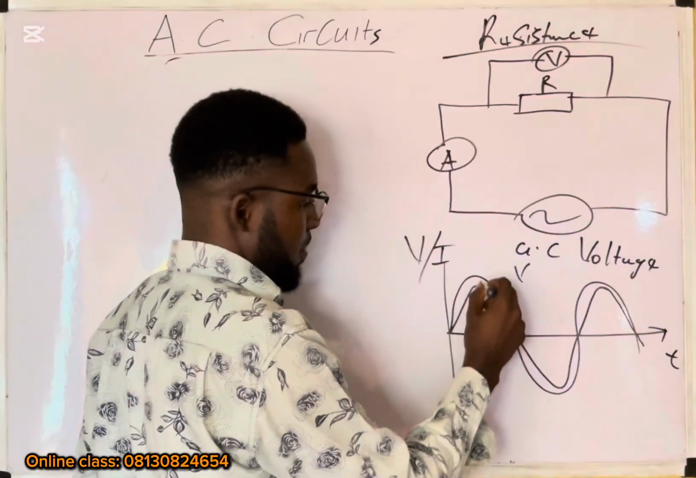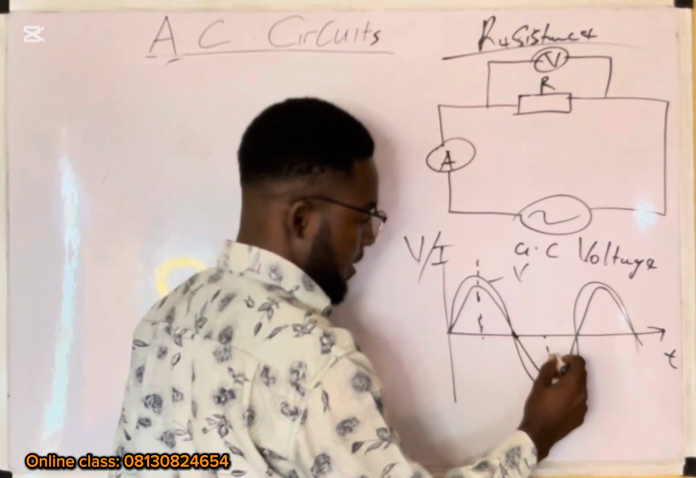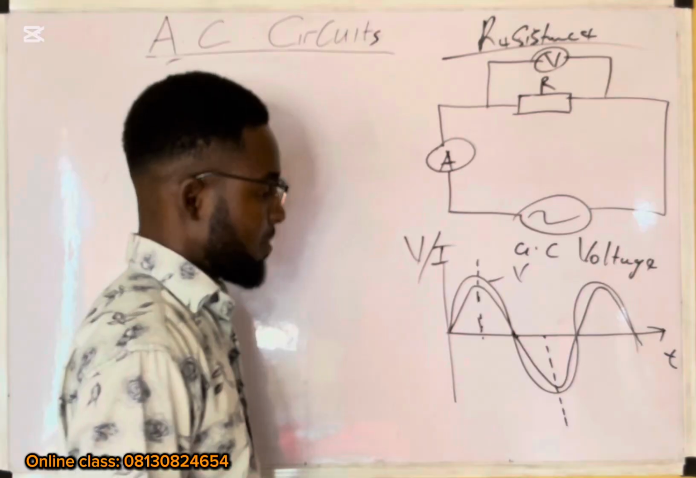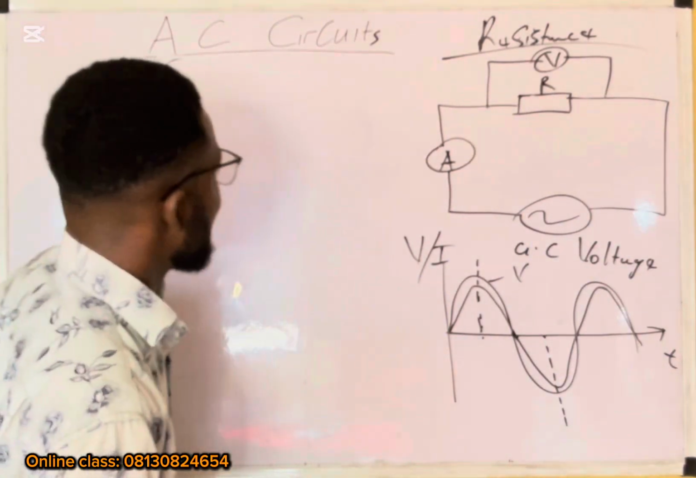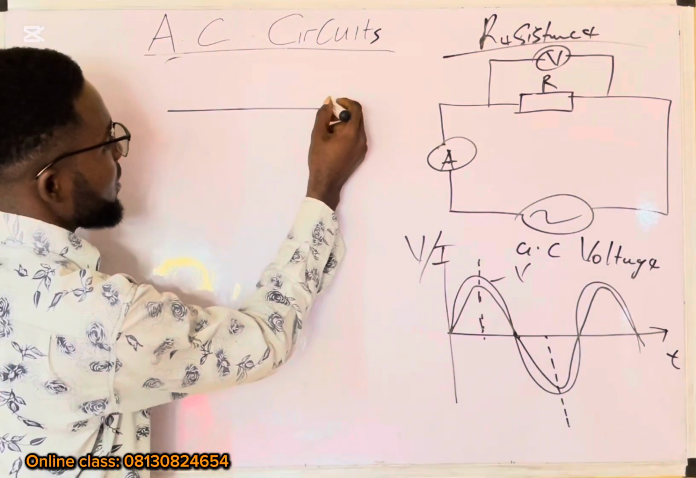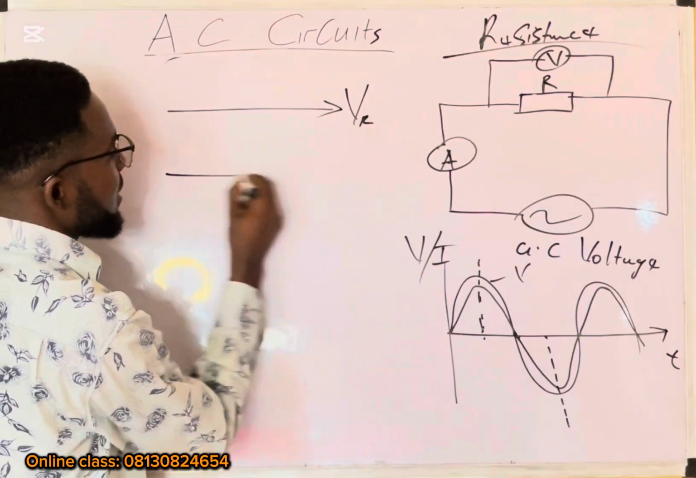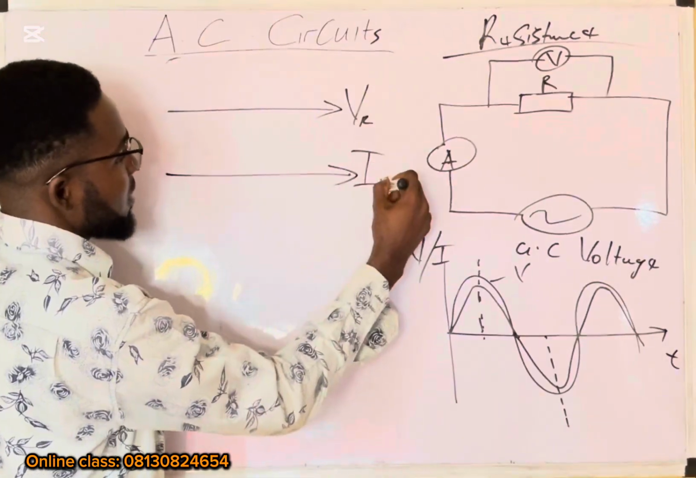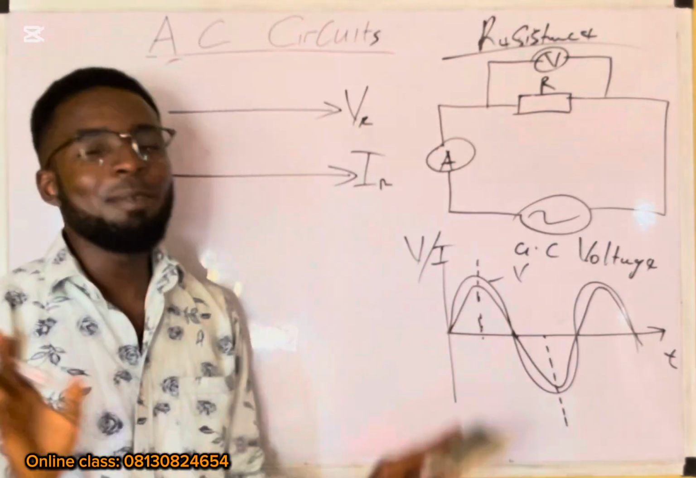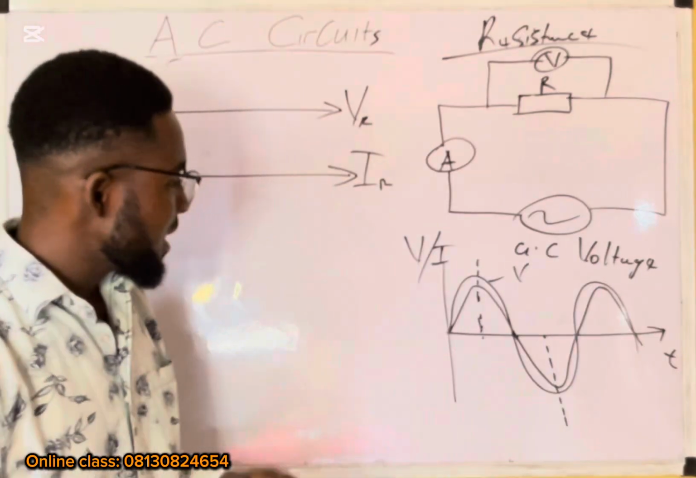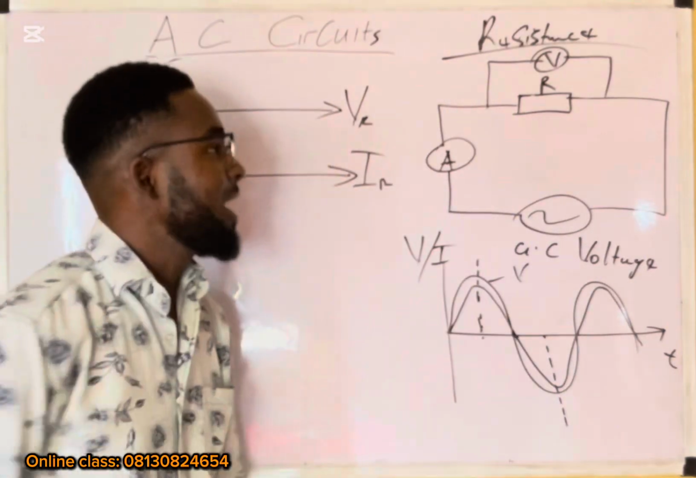They attain maximum at the same time, the zero point at the same time, and minimum at the same time. They are in phase with each other, in the sense that we can say they are parallel with each other. Here, this is the voltage across the resistance, and this is the current across the resistance. They are parallel with each other, with the same phase angle. They attain their maximum value, zero, and minimum at the same time.